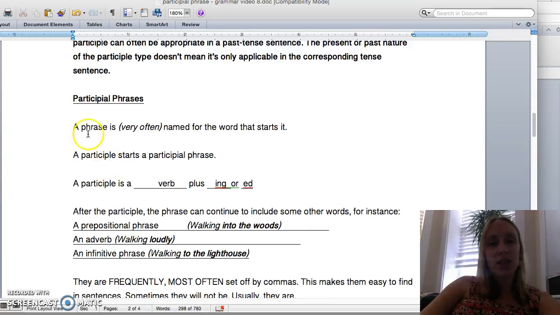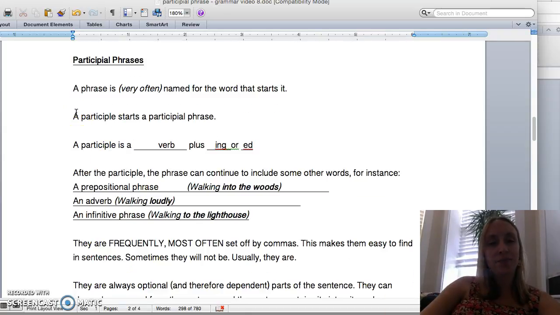All right, this is just a review again of things we've already talked about. Participial phrases are named for the words that start them, participles. A participle is a verb plus the ending ing or ed unless it's irregular, and then it'll get a different past tense ending, like learnt, L-E-A-R-N-T, instead of learned. That sounds right. Good.